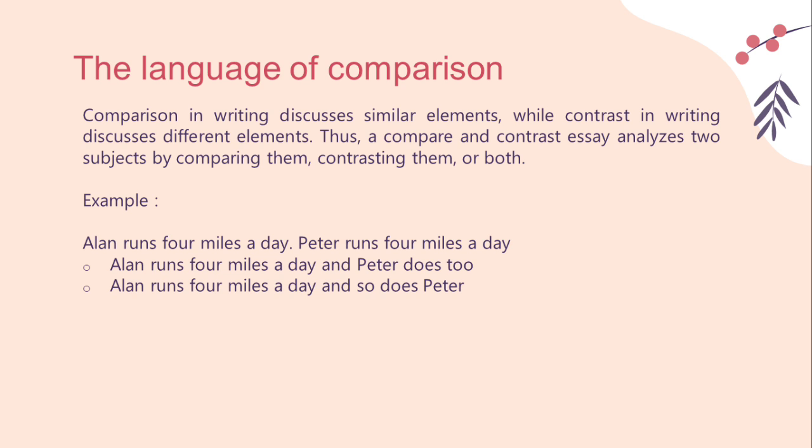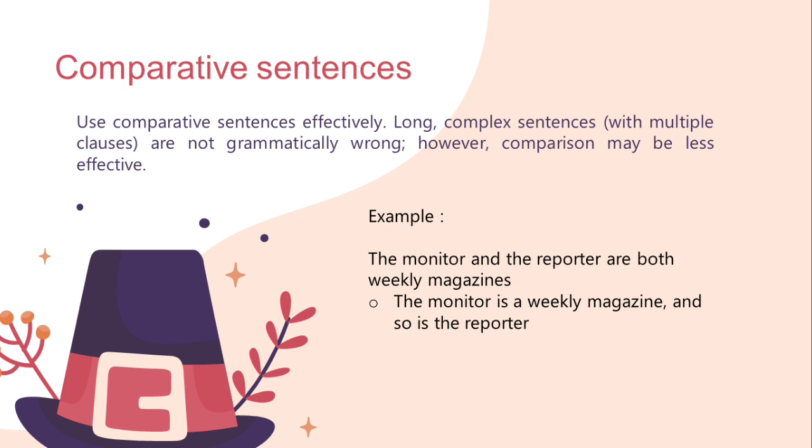Example: Alan runs 4 miles a day. Peter runs 4 miles a day. 1. Alan runs 4 miles a day and Peter does too. And 2. Alan runs 4 miles a day and so does Peter.